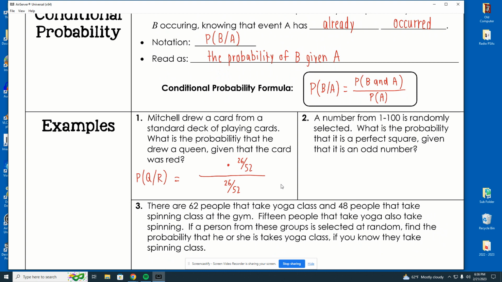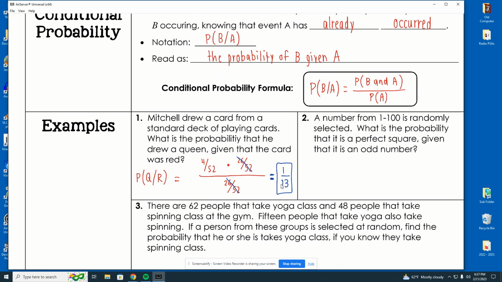Now, the only other probability that I need to know is how many cards are queens? Well, remember there's a queen in every suit, right? How many suits are there? 4. So there are 4 queens in that whole deck. Now look, just from a logical standpoint, what's going to happen when 26 out of 52 is in the numerator and in the denominator? Won't it cancel? So you end up with the answer 4 out of 52, which reduces down to 1 out of 13. That is the probability that you get a queen given that the card was red.